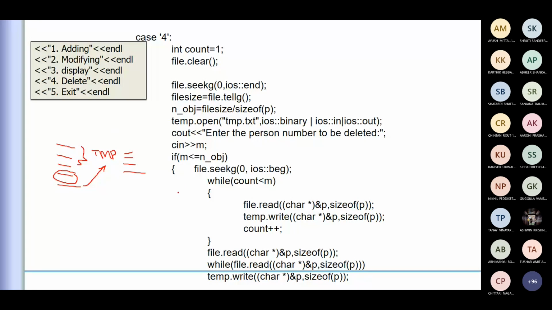Is it clear? Okay, we'll see how we have done here. We are opening a temporary file, which can be opened for binary in and out, no issues. We are trying to decide which element you want to delete. Say, for example, which record, say the fourth one here.